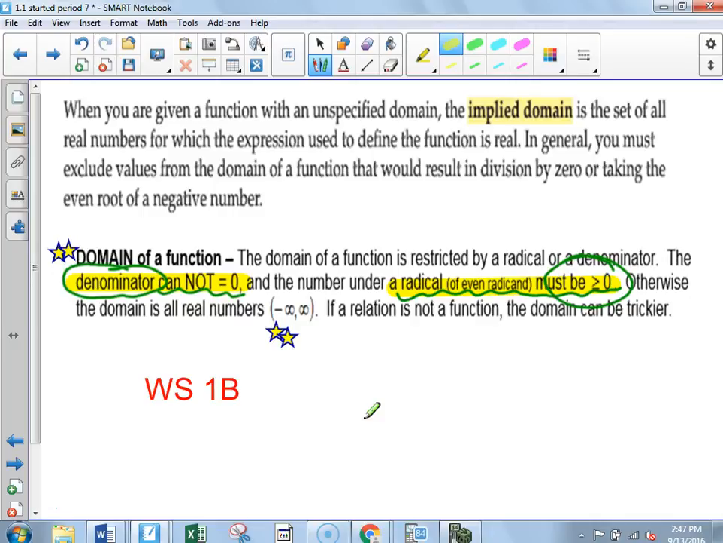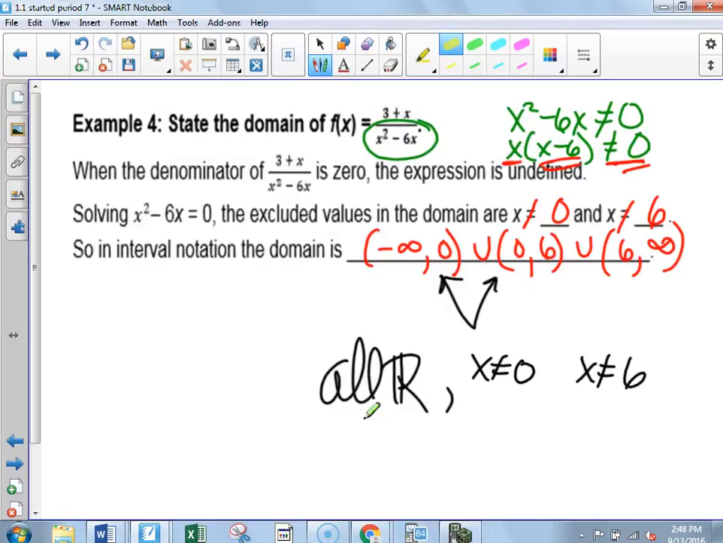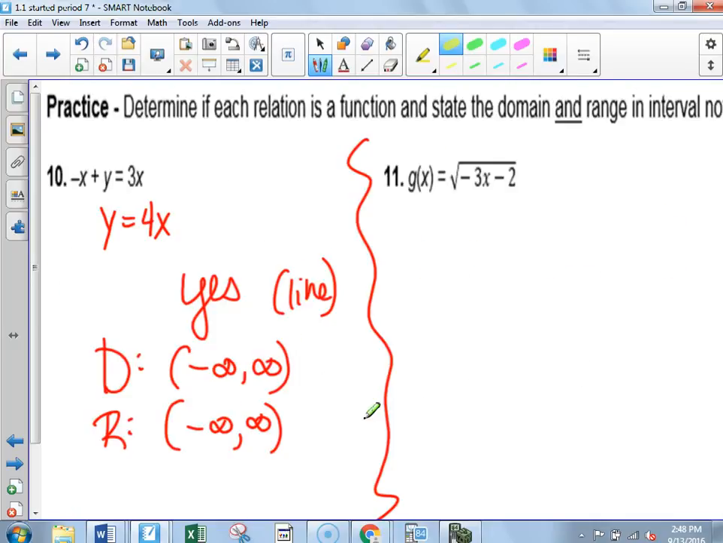One more time, the domain of every function is all real numbers unless there's a radical with an x in it or a denominator with an x in it. Okay? That being said, we left off here with number 11, yes?